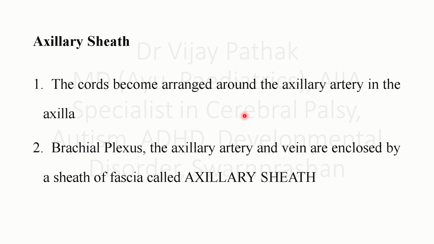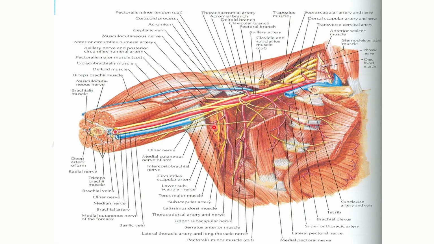What is the axillary sheath? Basically, the brachial plexus, the axillary artery and the axillary vein are enclosed by a sheath of fascia called the axillary sheath. This is the axillary artery, axillary vein and the brachial plexus. All three are enclosed in a fascia called the axillary sheath.